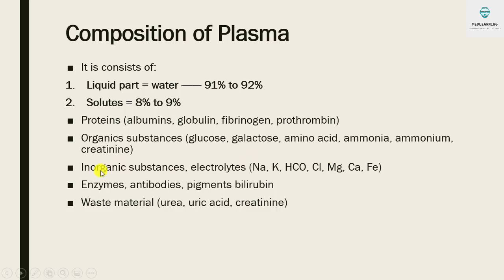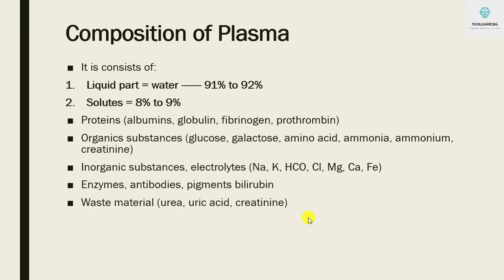And further, plasma has enzymes, antibodies, proteins, and bilirubin, and also other waste material like I talked about. This is being repeated here, but I have mentioned that creatinine, uric acid, and urea are the waste materials that are present in blood. Because again, blood acts as a circulatory fluid, a fluid that transports all these substances which are vital to our body, and in the same way it transports waste substances as well.